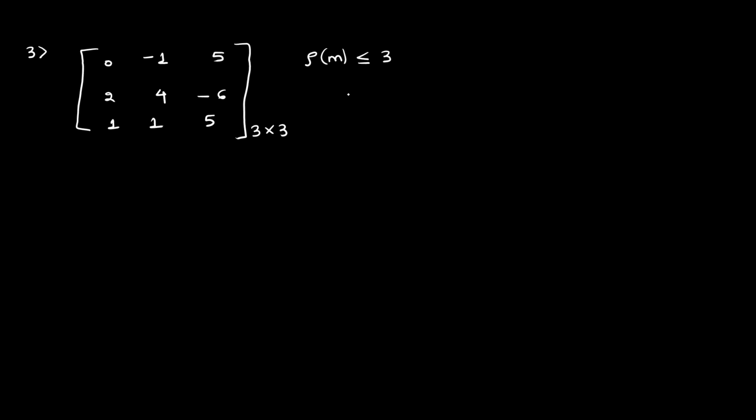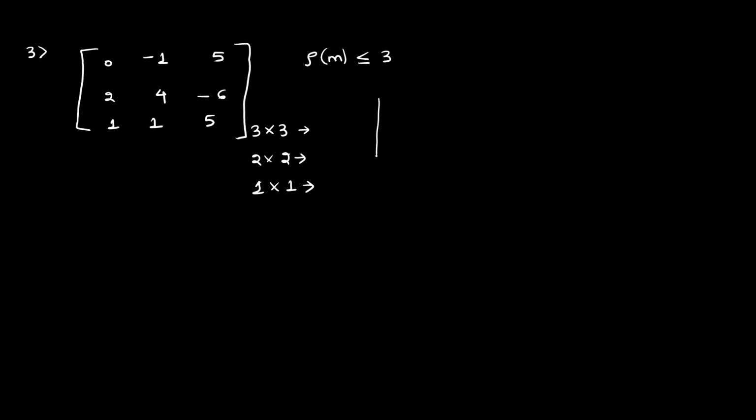I mean, next, the smaller minor matrices. Like this is 3 into 3. Next we will go for 2 into 2 and check the determinant. And next we will go for 1 into 1 and check the determinant. So let's find out the determinant of this matrix.